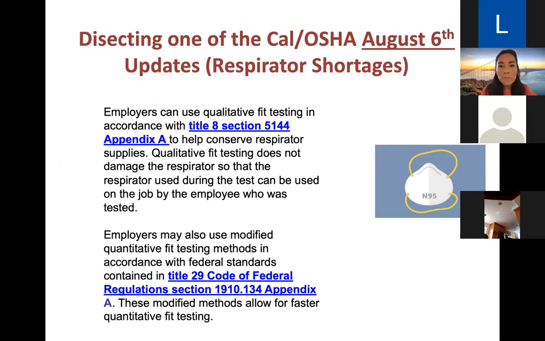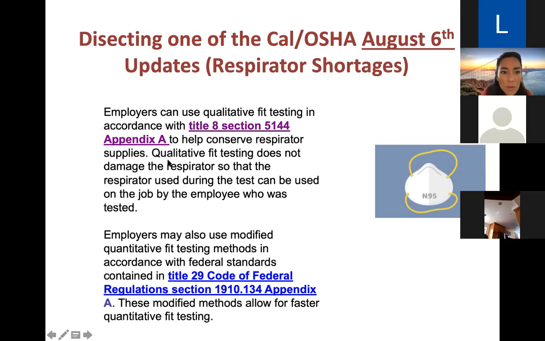See, this is why it's important. You can use these two sections, the 5144 Appendix A, to help conserve respirator supplies, and employers may also use modified quantitative fit testing methods in accordance with it, which is basically the same. I was taking a look at both regulations, and they're pretty much the same. Because we're in California, let me take you there, might as well just take a look at it.